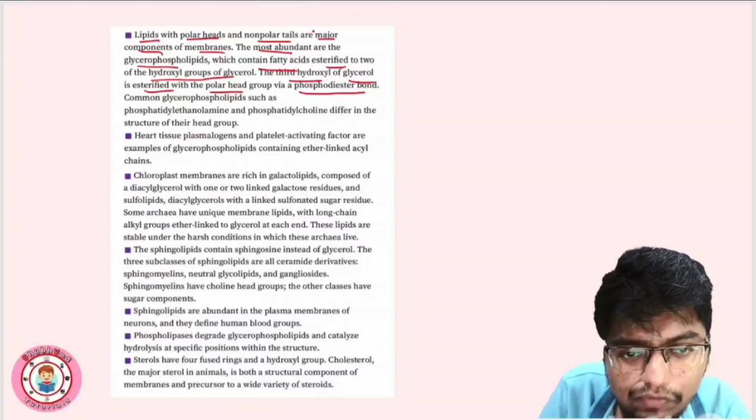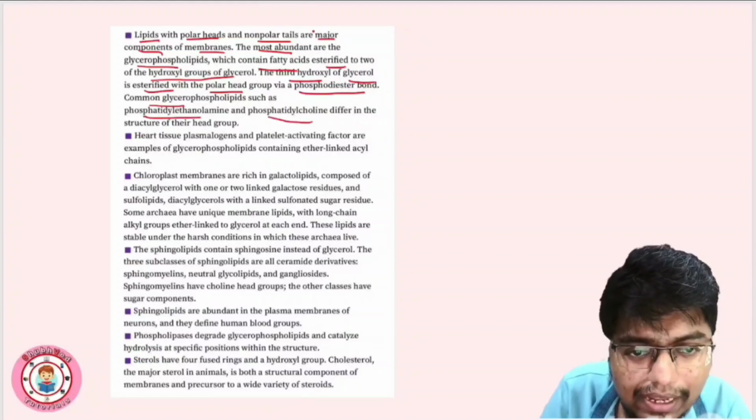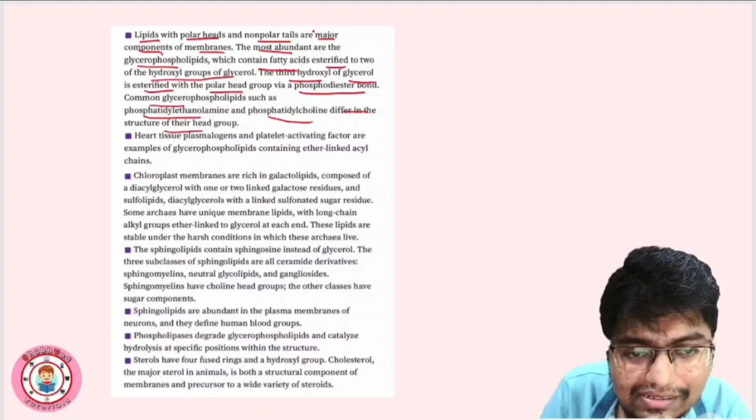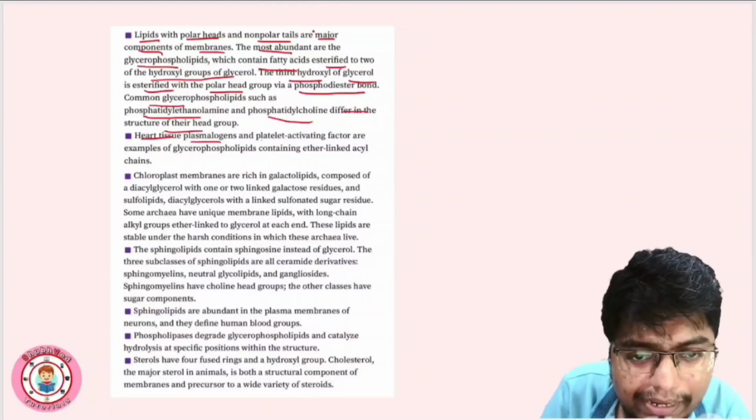So common glycerophospholipids are phosphatidylethanolamine, phosphatidylcholine. They differ in the structure of the head group. You will see the structure in the separate video, right? Heart tissue, plasmalogen and platelet activating factor are examples of glycerophospholipids containing ether-linked acyl chains.